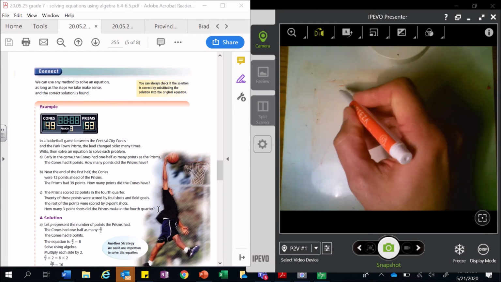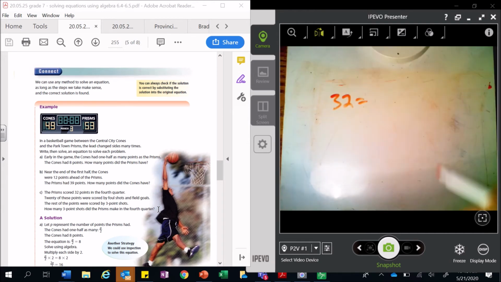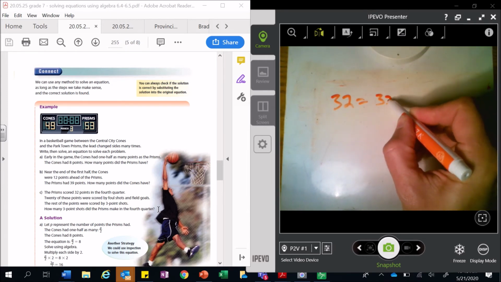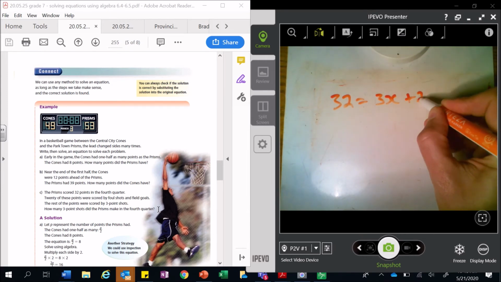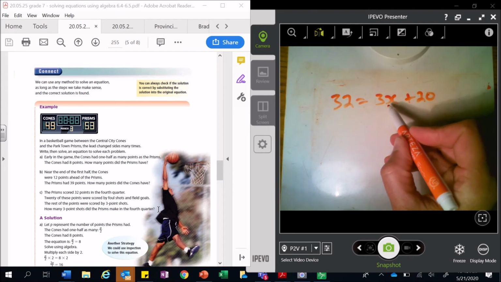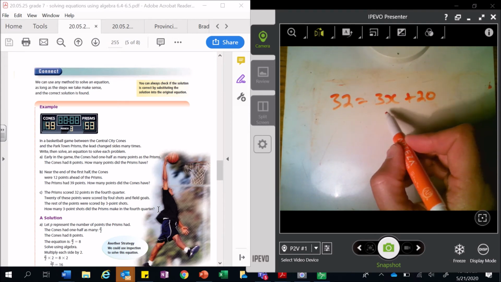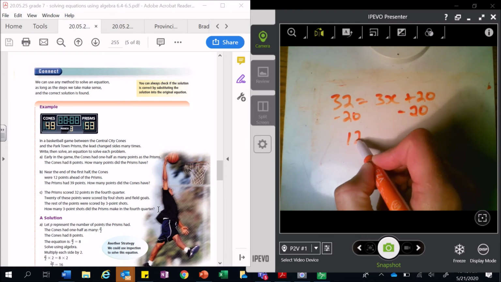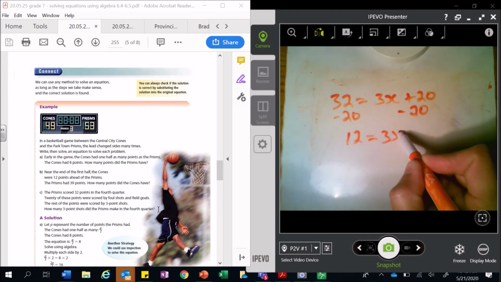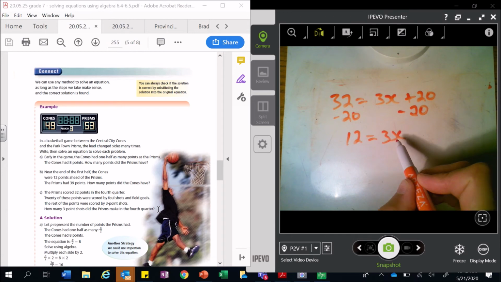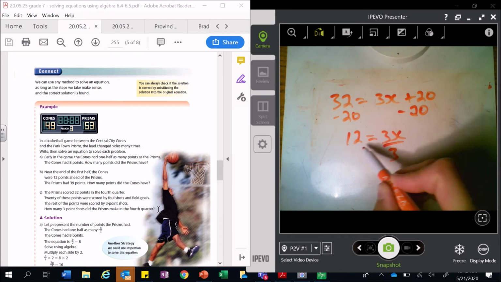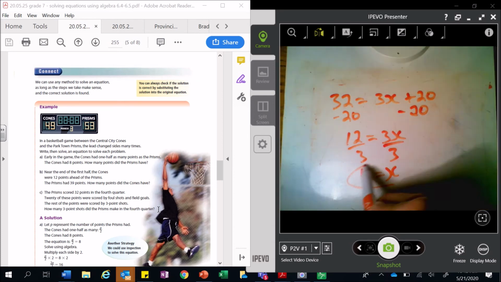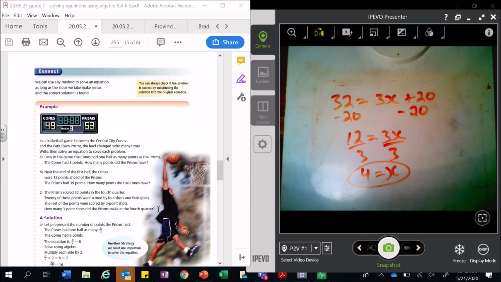Now another way to look at it would be, I have 32, and I know it's 3-pointers, like this, plus 20, because I know every 3-pointer is worth 3 points. So once again, if I get rid of my 20, I end up with 12 equals 3x. I have to get rid of that 3. What's the opposite of 3 times? Divided by 3. So how many 3-pointers were there? There were 4 3-pointers.